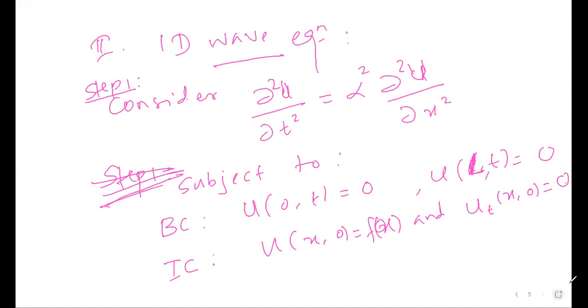Okay, let's go for step number 2. Step 2: there you're going to use the separation of variables method. Let u is equal to X(x)T(t), since the wave equation also depends on x and t, isn't it? X of x and T of t.